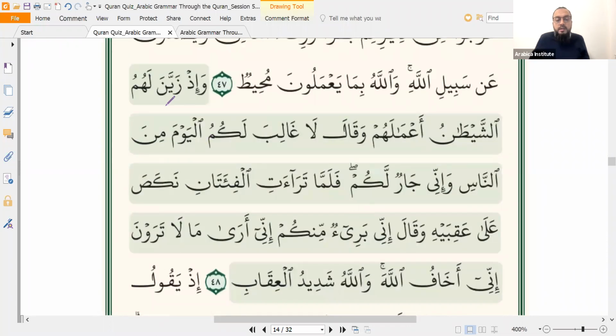وَإِذْ زَيَّنَ, what form? Two. زَيَّنَ لَهُمُ الشَّيْطَانُ. Shaitan decorated for them, literally made seem fair. أَعْمَالَهُم, object. وَقَالَ, and he said, لَا غَالِبَ لَكُمْ. لَا غَالِبَ is like لَا رَيْبَ, لَا بَأْسَ. There is no vanquisher above you, of you. Al-yawma. So Shaitan reassured them, nobody will defeat you today. مِنَ النَّاسِ وَإِنِّي جَارٌ لَكُمْ. While I am your neighbor. Shaitan promised them, I'm with you.